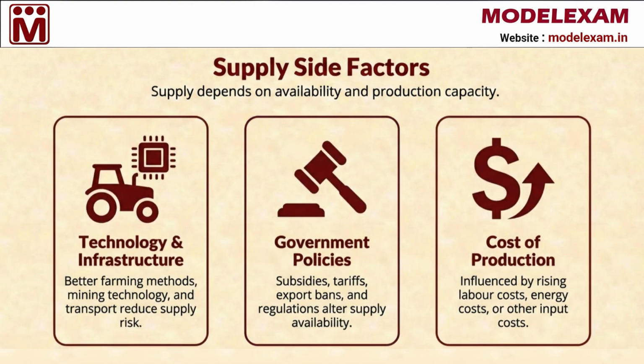Moving on to the next set of factors, we have technology and infrastructure. Better farming methods or faster transport can reduce the risk of shortages. Then there are government policies. Things like subsidies, tariffs, and export bans change how much supply is allowed into the market. Finally, we must look at the cost of production. If labor or energy becomes more expensive, it costs more to produce the commodity, which can reduce the supply.